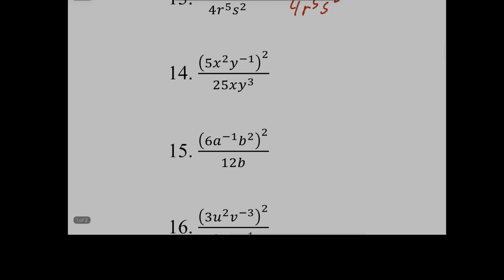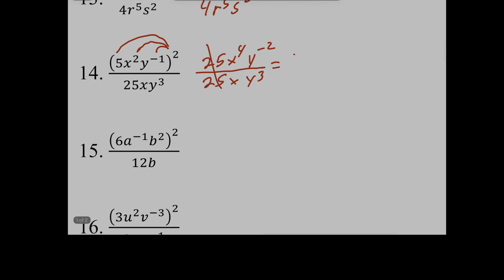All right, let's go to number 14. Let's square all of these. That's going to become 25x to the 4th, y to the negative 2. Remember, we multiply the exponents when that happens. 25xy cubed. I'm just going to kill these 25s right now, if you don't mind.